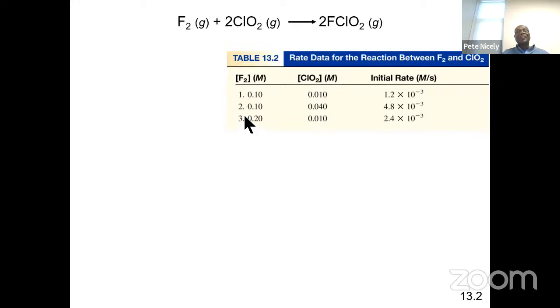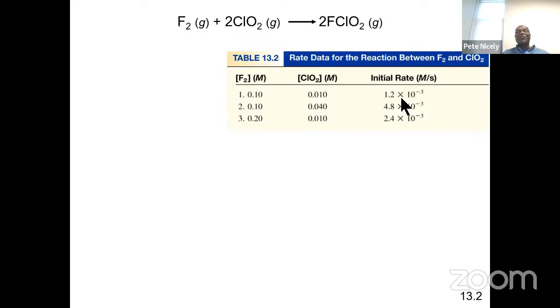Okay, so let's compare the first two, all right? Let's compare experiment 1 and experiment 2 right here, right? Now you'll notice that between 1 and 2, the concentration of fluorine remains constant, but the concentration of the chlorine dioxide is quadrupled, all right? So any effect on the rate will be due to the change in this and not any change in the fluorine.